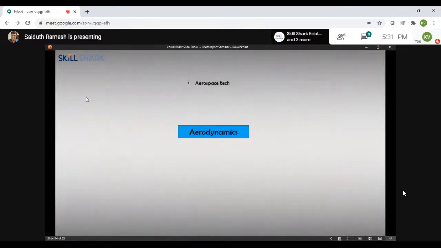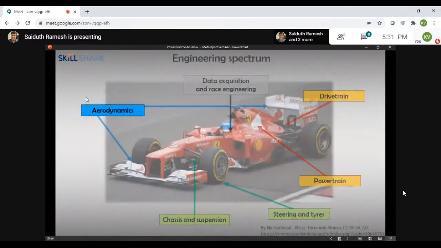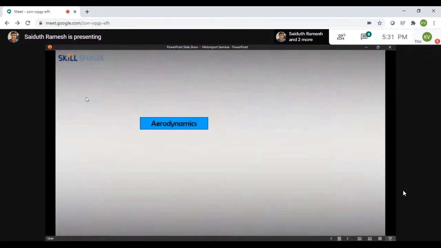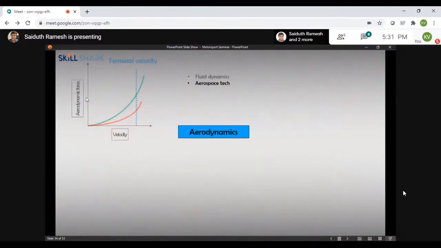Quick overview of aerodynamics. If you want to work in aerodynamics, you need to be familiar with aerospace technology. Fluid dynamics is a must. You're dealing with a fluid, air is a fluid. Now what you can see here is a graph of terminal velocity.